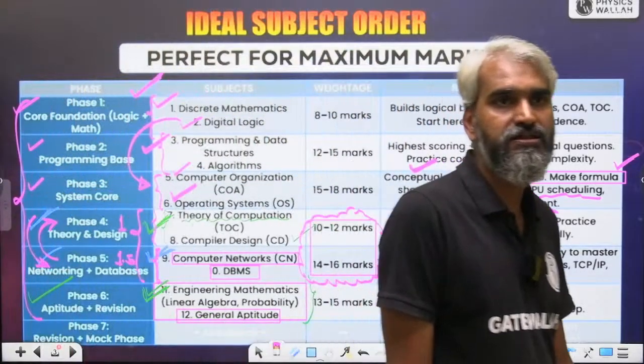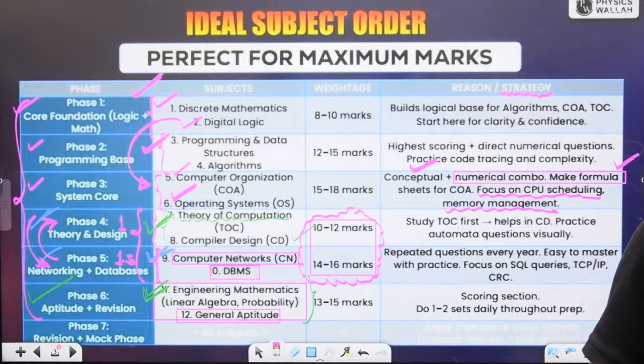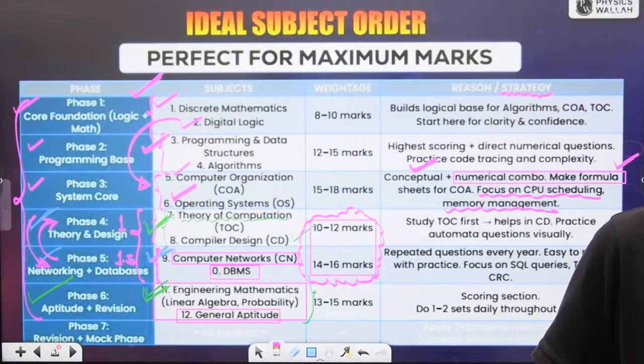What are you asking, Vinay? Sir, this time IIT Guwahati is making the paper.